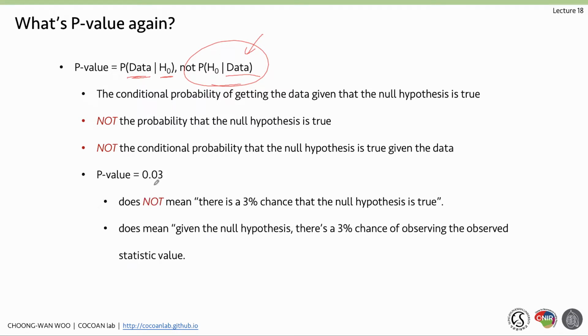And let's say we got a p-value of 0.03, and what does that mean? That does not mean that there is a 3% chance that the null hypothesis is true. It does mean that, given the null hypothesis, there is a 3% chance of observing the observed statistic value. Very important.